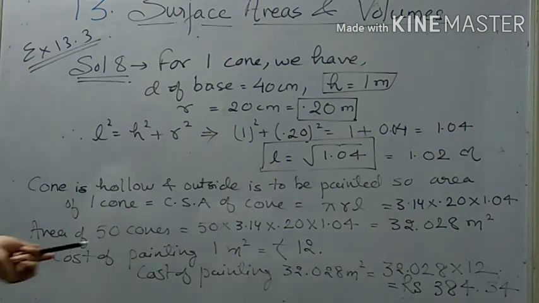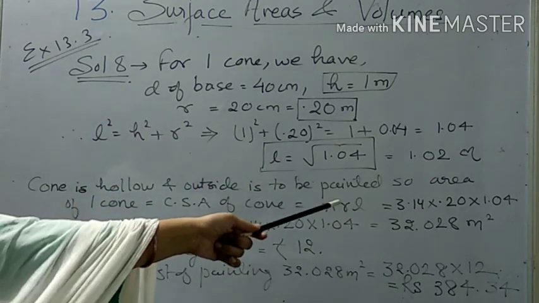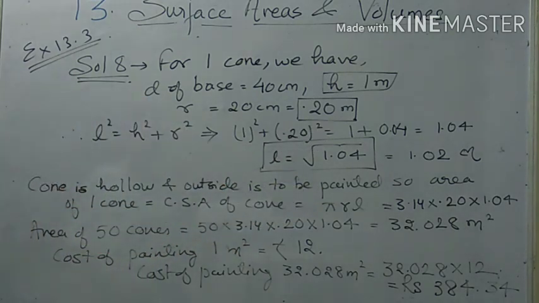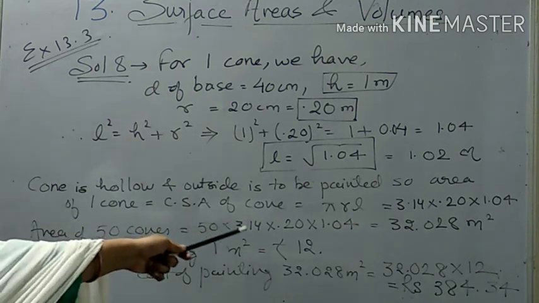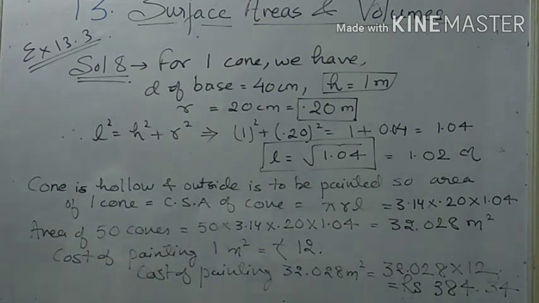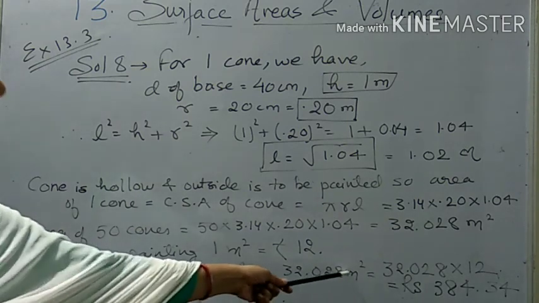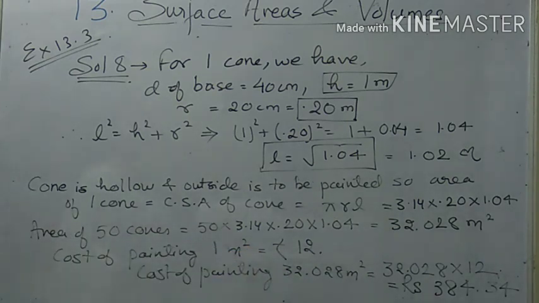But we have to calculate the area of 50 cones, so we will not do the full calculation there. So, one cone is equal to 3.14 into 0.20 into 1.04. So, the area of 50 cones will be 50 into 3.14 into 0.20 into 1.04, which is equal to 32.028 meter square. And in the problem it is given that the cost of painting 1 meter square is rupees 12. So the cost of painting this much meter square will be 32.028 into 12, which is equal to rupees 384.34.